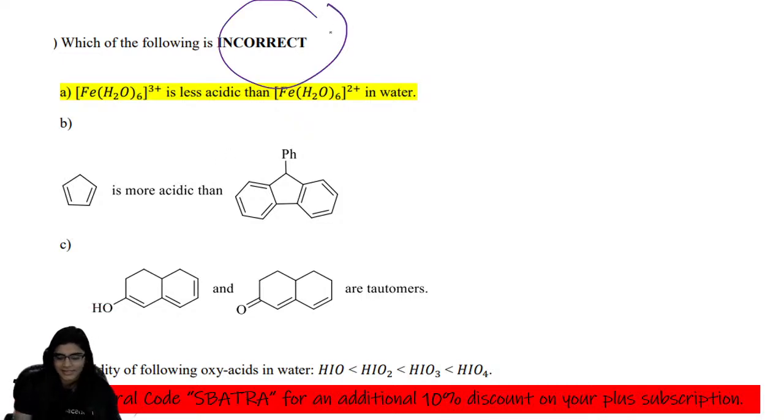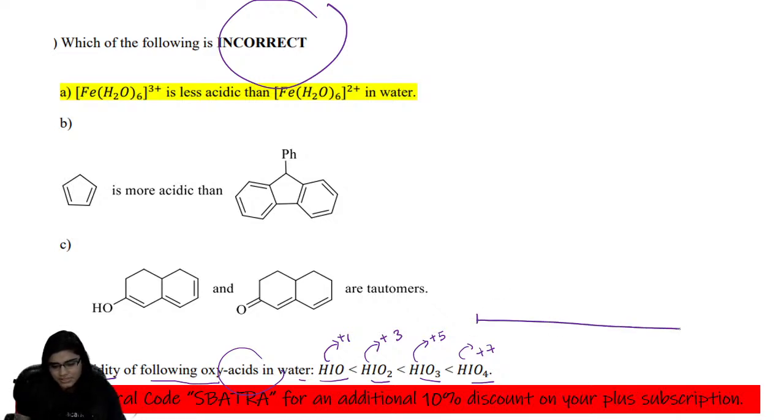The question is, which of the following is an incorrect statement? Let's start with option D. Acidity of the following oxyacids in water: HIO, HIO2, HIO3, HIO4. Calculate the oxidation state: this is plus 7, this is plus 5, this is plus 3, and this is plus 1. If you have the same element and the oxidation state is increasing, definitely the acidity will also increase. So option D is correct, absolutely a correct statement.